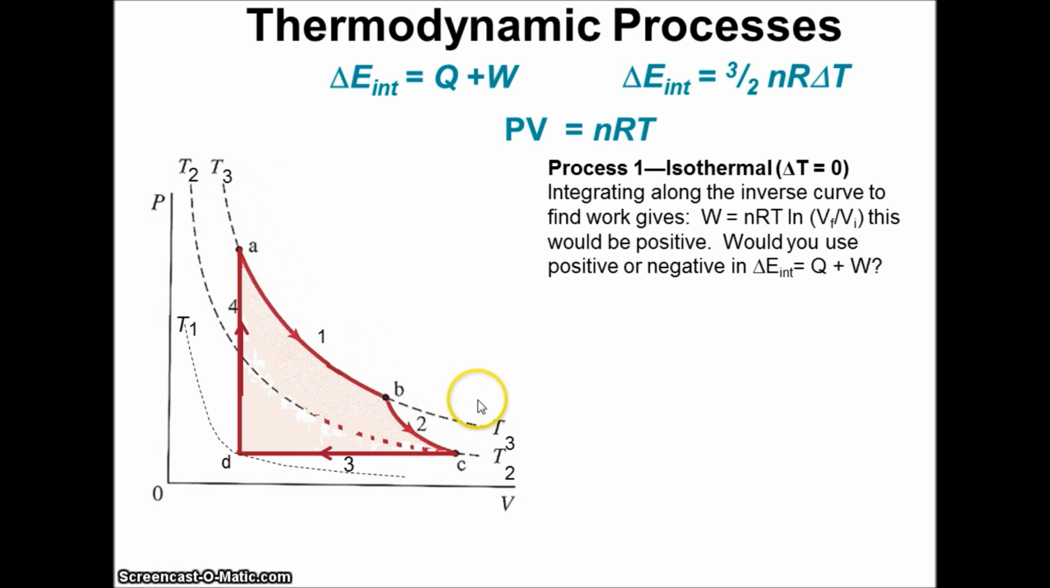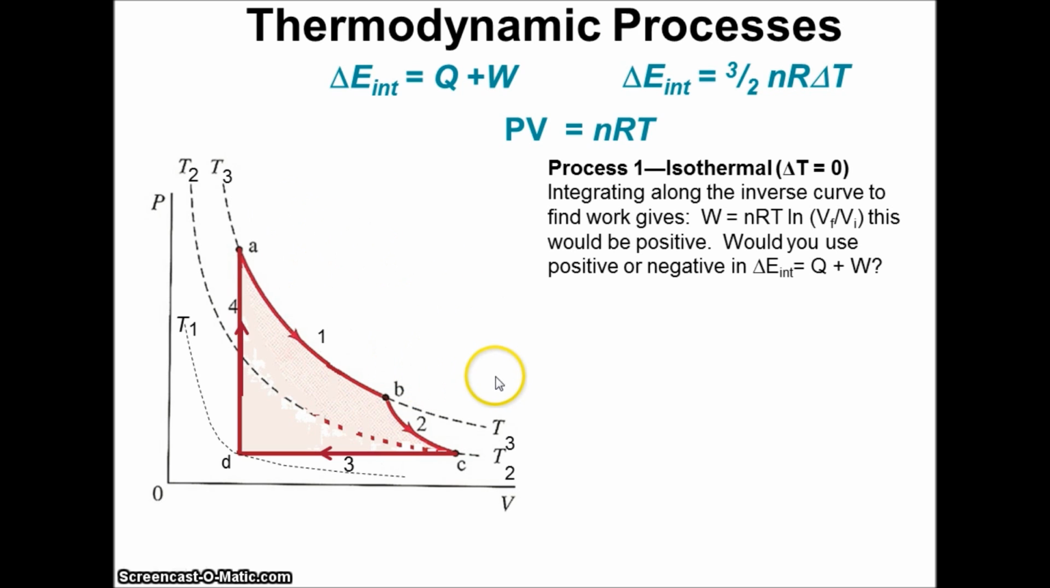hyperbolic or inverse curve gives us the work is equal to nRT times the natural log of the final volume divided by the initial volume. And in this case, where it goes from a small volume to a higher volume, this will be a ratio bigger than 1, so the natural log of that will be a positive number. So the work in this case is going to be positive. Notice the gas is expanding.